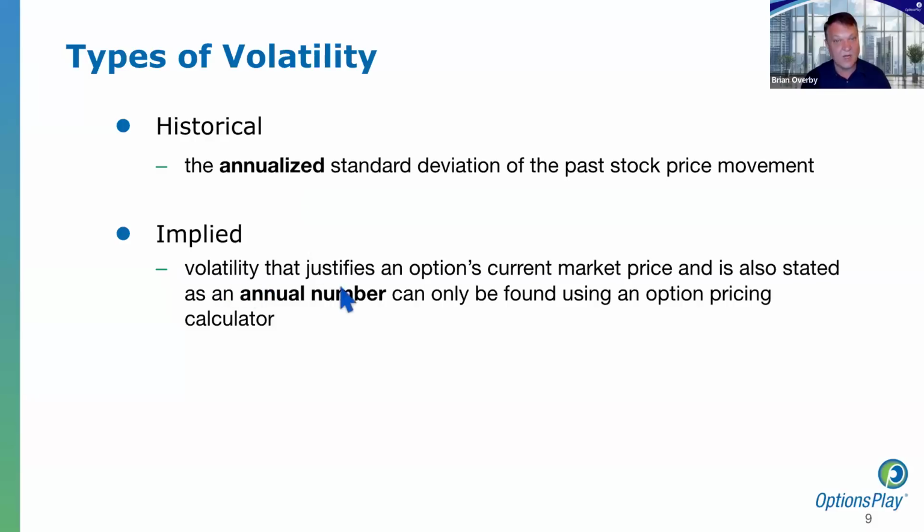Now, implied is the volatility that justifies an option's current market price, and it is also stated as an annual number. So once again, if it doesn't say 30-day implied, then it's assumed to be an annual number, and it can be found using an options pricing calculator. Well, bottom line is, if the stock does not trade options, you can't find an implied volatility. That number just doesn't appear on stocks that don't have options. Why? Because it comes from the price of the option contract.